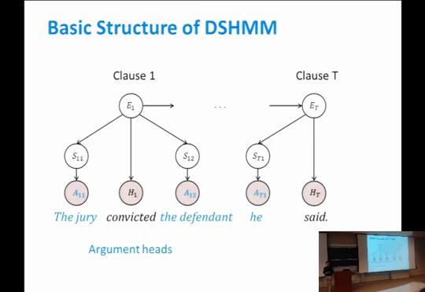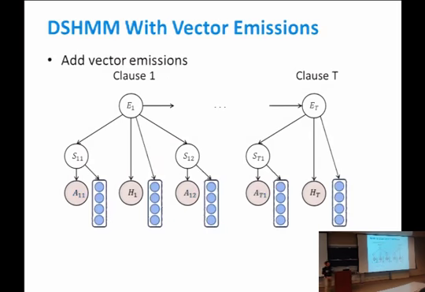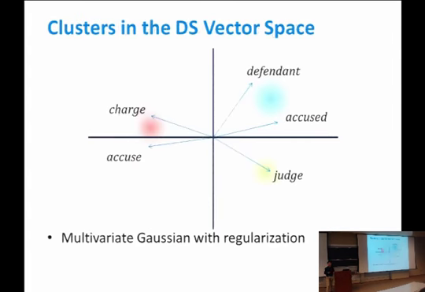So the novel part about DSHMM is exactly that we also add these vector emissions to the model. Rather than simply generating the word or a lemma token, as in previous approaches, this model also generates the vector representations. What ends up happening after training is that for the vector emission part, you'll learn some clusters in the distributional semantic vector space. In this example, we have, say, 2 dimensions, where one portion corresponds to, say, the charge or accused event, another to the defendant or accused, and a third to, say, the judge. And all of this is implemented using multivariate Gaussians with regularization.